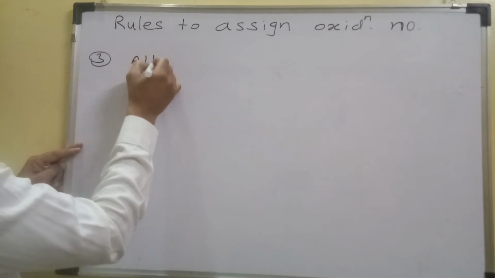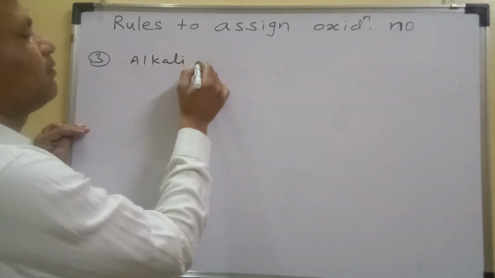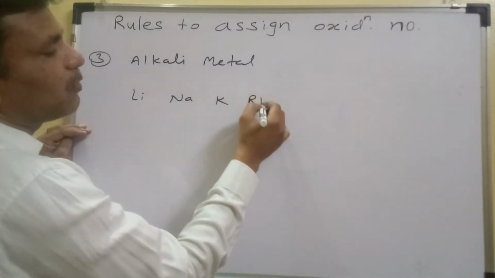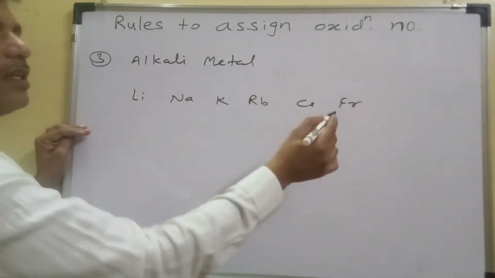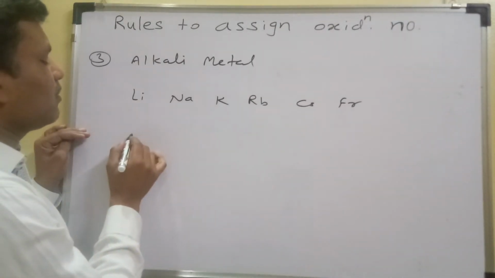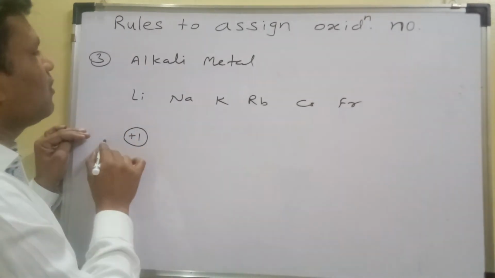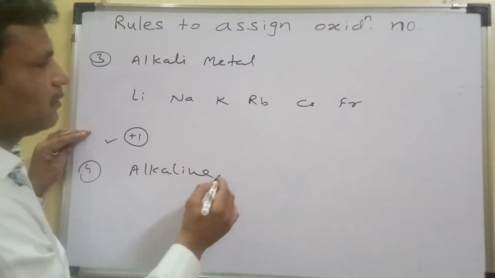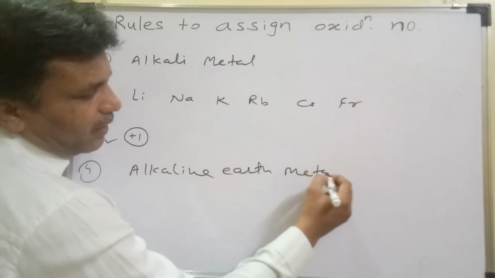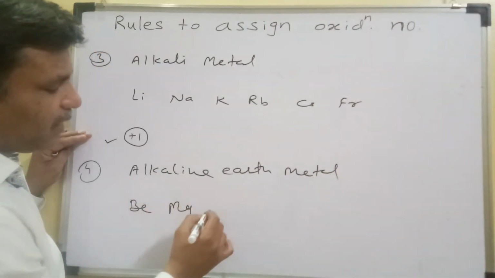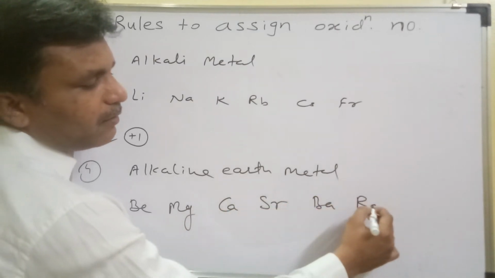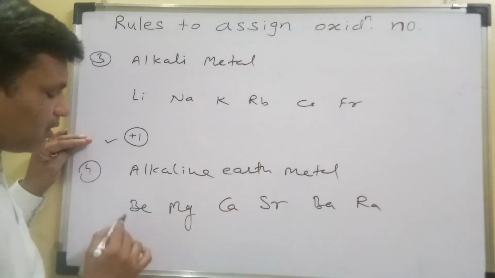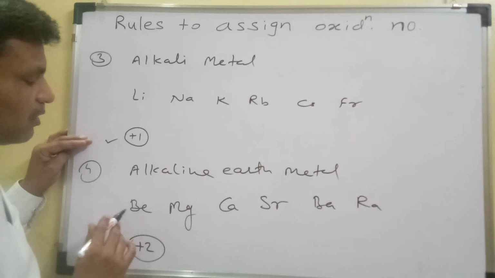Rule number 3 for alkali metals. Alkali metals, examples lithium, sodium, potassium, rubidium, cesium, francium. All these elements have 1 electron in their valence shell, and after loss of the 1 electron they carry a +1 charge. So this is the oxidation number of alkali metals. Next, oxidation number of alkaline earth metals. Alkaline earth metals like beryllium, magnesium, calcium, strontium, barium, radium. These are the alkaline earth metals, and these all have 2 electrons in their valence shell. After loss of the 2 electrons they carry a +2 charge. So it is the oxidation number of these alkaline earth metals.